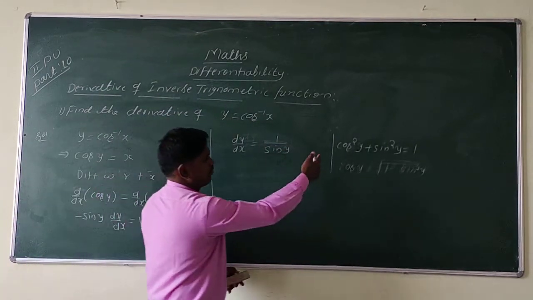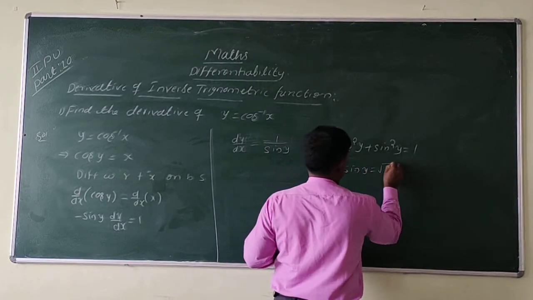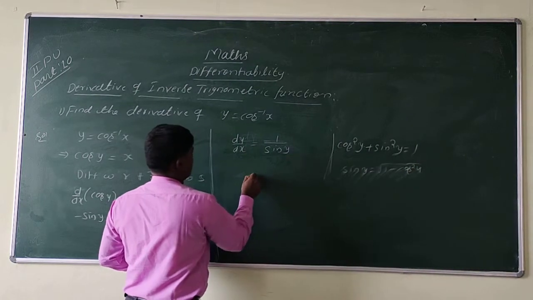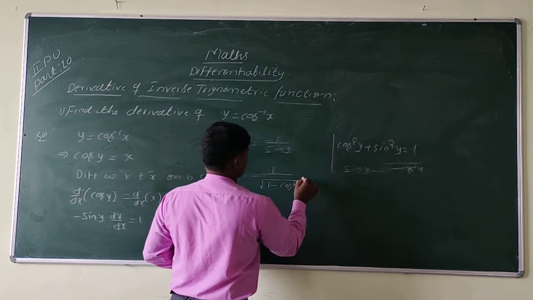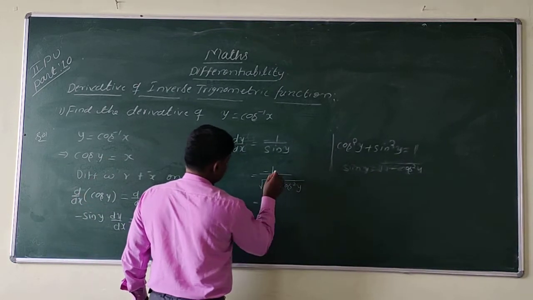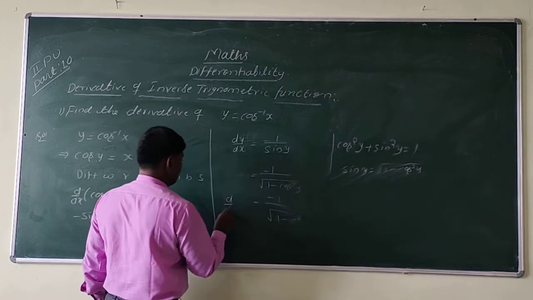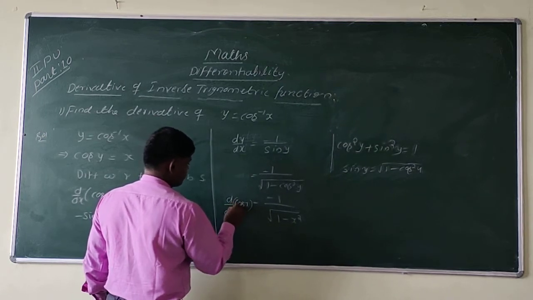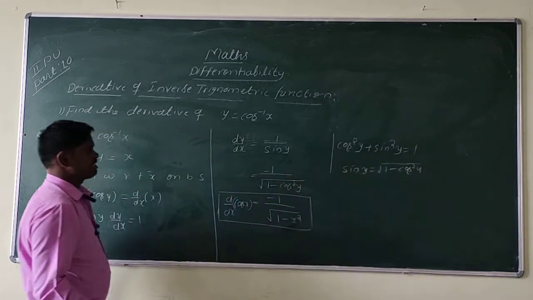Again, by the formula, sin y is equal to root of 1 minus cos square y. So this can be written as minus 1 by root of 1 minus cos square y. Since cos y is equal to x, that is minus 1 by root of 1 minus x square. That means the derivative of cos inverse of x with respect to x is minus 1 by root of 1 minus x square.